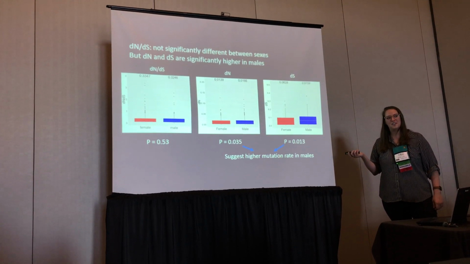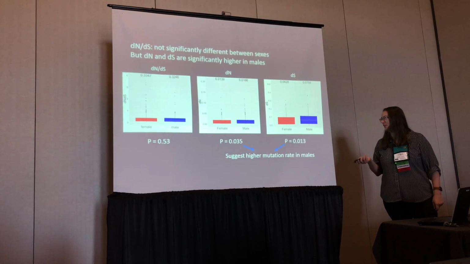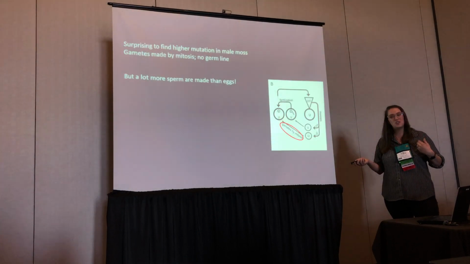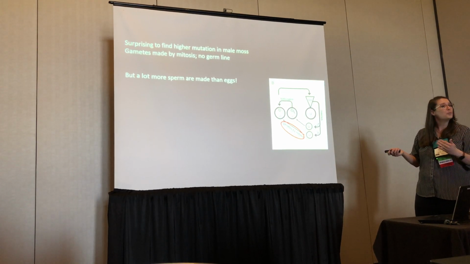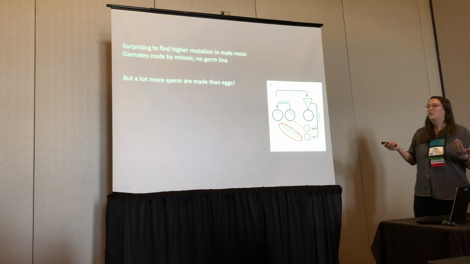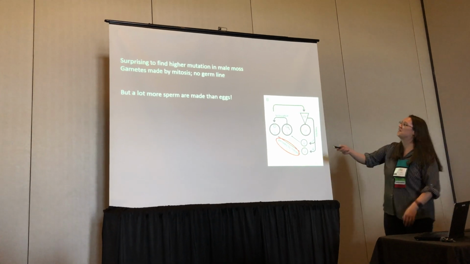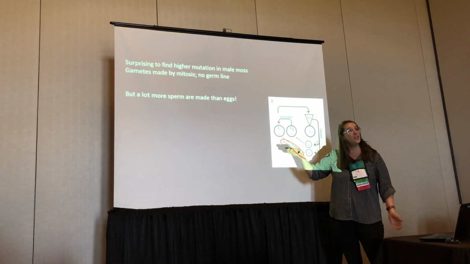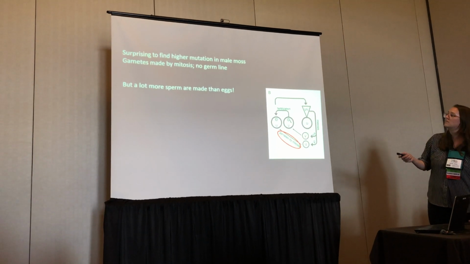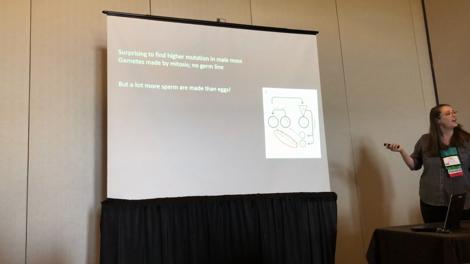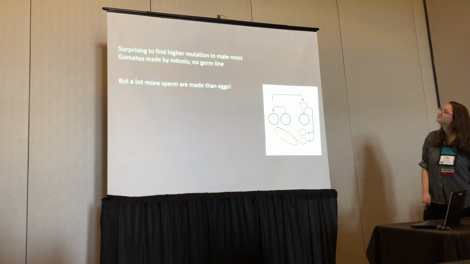Which this kind of boggled our minds for a little bit. We had to rack our brains because, like I mentioned, these make gametes by mitosis. There's no germline here. So we had to think about this, and then it kind of came to us like, oh, but wait, they are making a ton more sperm than the females are. So it's kind of not terribly surprising that they might have a higher mutation rate than the females do.